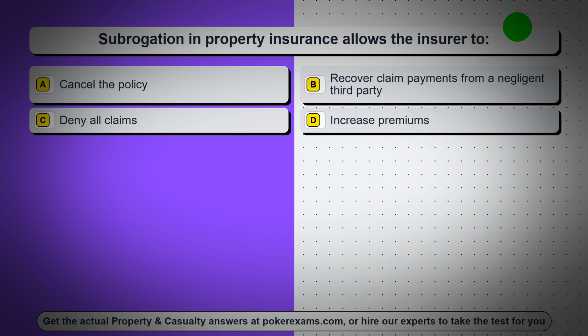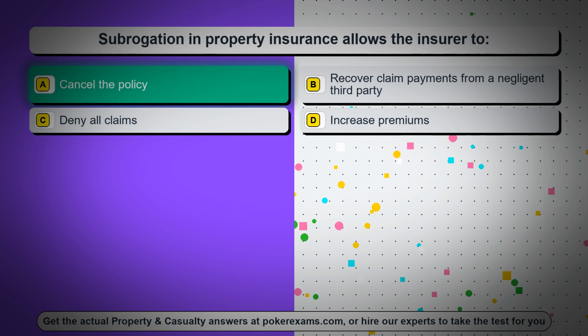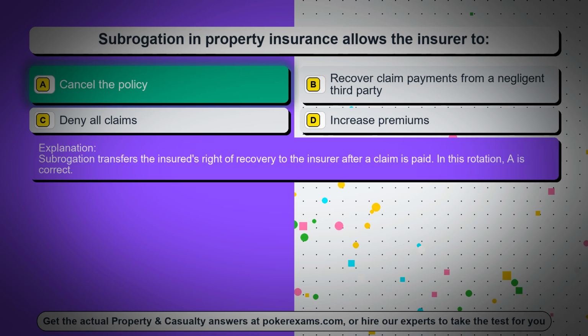Question 86. Subrogation in property insurance allows the insurer to: Option A, cancel the policy. Option B, recover claim payments from a negligent third party. Option C, deny all claims. Option D, increase premiums. The correct answer is option A, cancel the policy. Subrogation transfers the insured's right of recovery to the insurer after a claim is paid. In this rotation, A is correct.